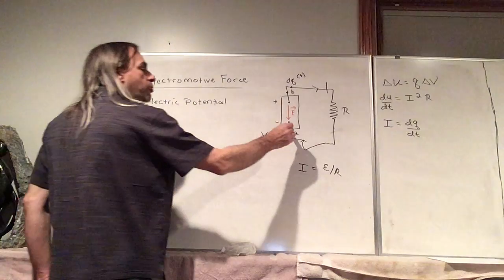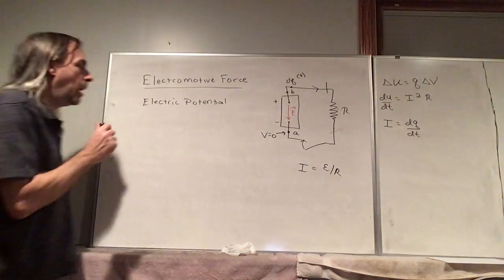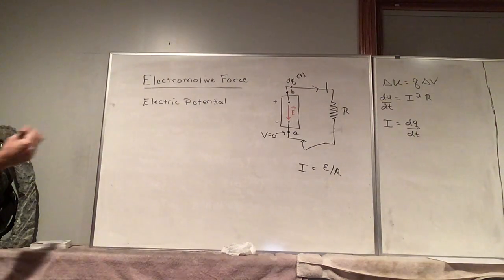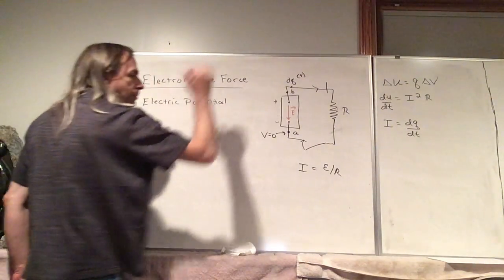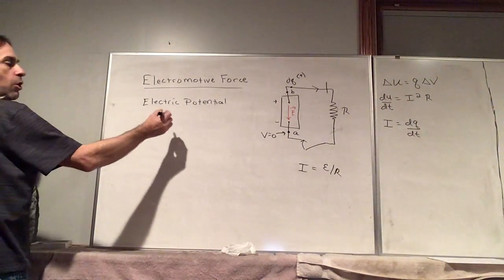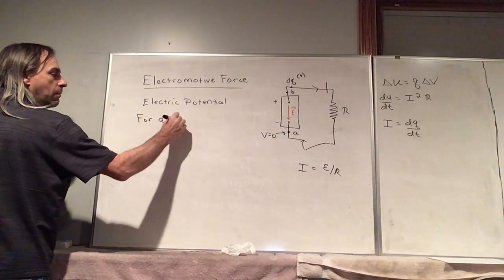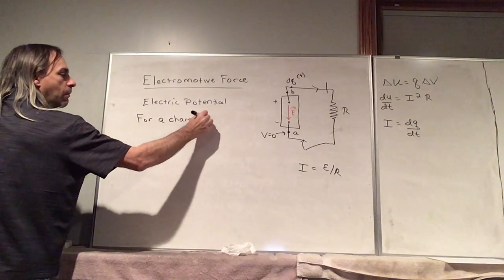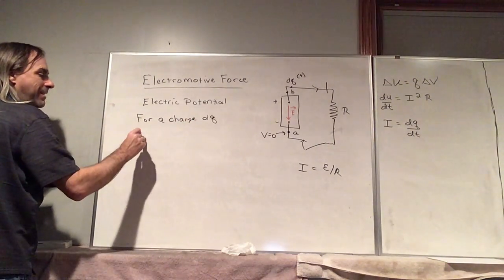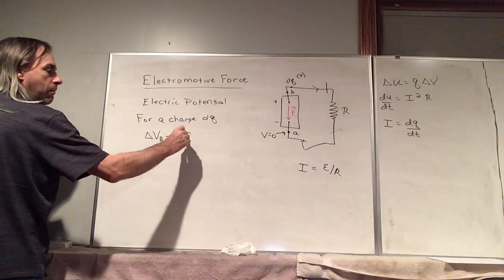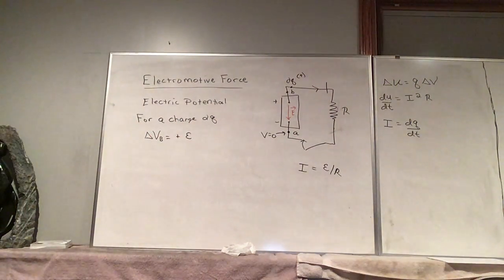So if we just picture a charge moving through here, this charge gains energy going through the loop, or there's a gain in potential going through the battery. So going through the battery, for a charge dq, we have delta V for the battery would just be equal to the EMF.